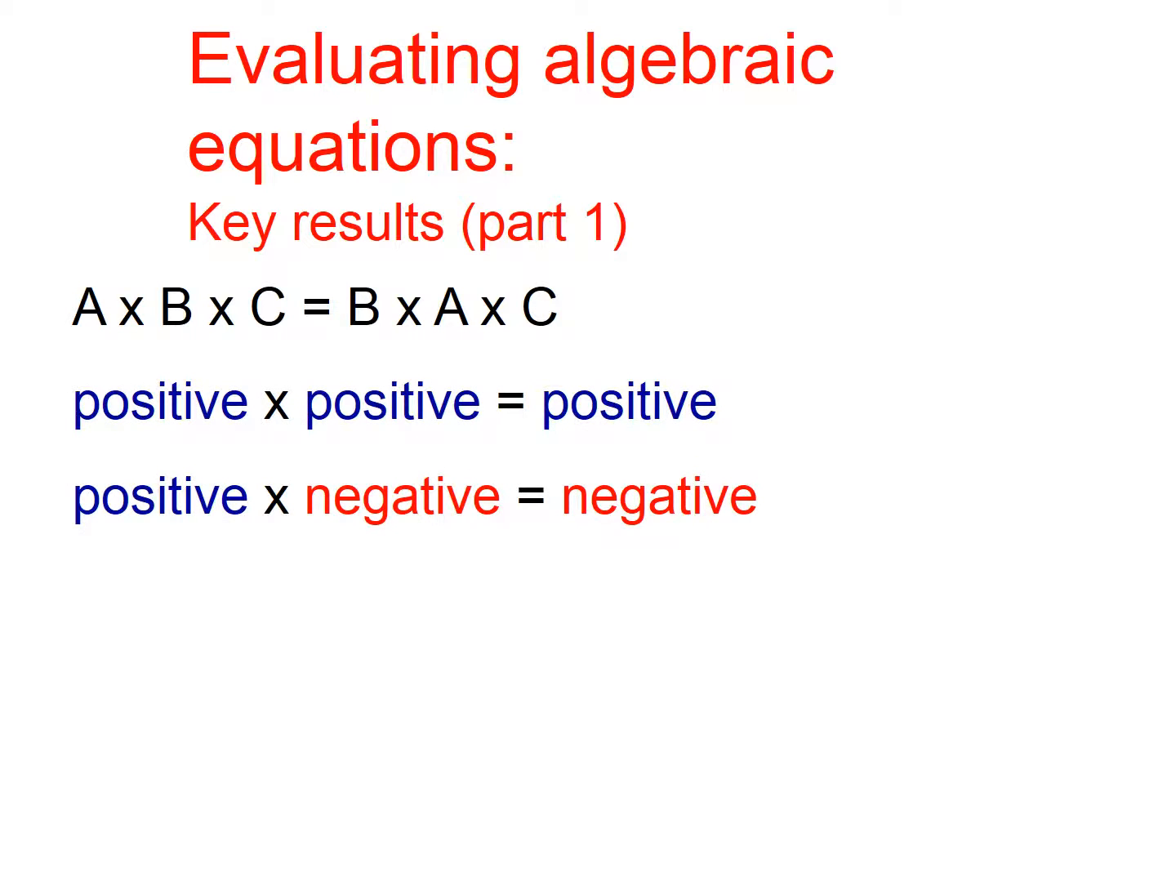And when we're timesing numbers together, or dividing numbers, it makes a difference whether they're positive or negative. If you times together two positive numbers, you'll always end up with a positive number. So plus 2 times plus 2 is always going to be 4. But if one of those numbers is a negative number, your answer will be negative.